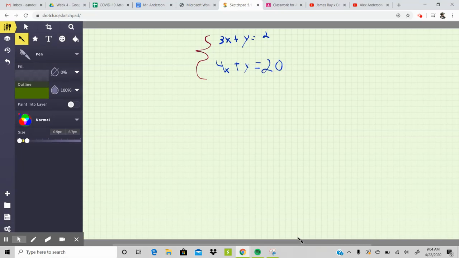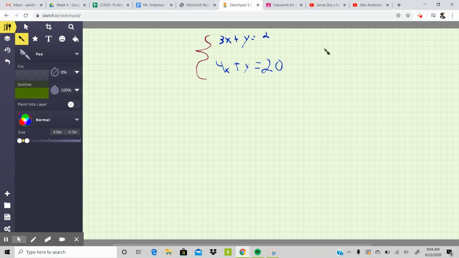Alright, so in the last video, we learned how to solve a system of equations. Remember, a system of equations is just a set of two or more equations. And as you can see, we have two equations right here. And we learned how to solve them by graphing the lines, and where their lines intersected, that was our solution to the system of linear equations.